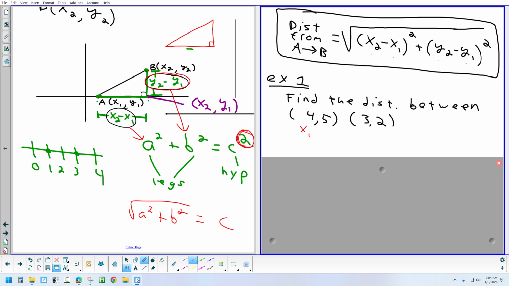Everything else has to be a certain letter. What does the 5 have to be? Y1. It has to be y1 because it goes with x1. The 1s have to go together. And then what about the 3 and the 2? x2, y2. If you label them like that first, then you know exactly where everything needs to go when you plug it in.